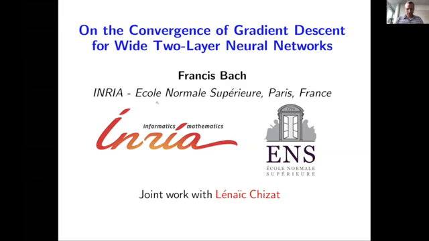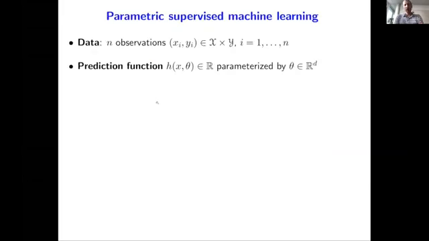So the idea today is to look at supervised learning and to study the classical situation where you have some observations x_i, y_i. x_i can be an image, y_i can be a label. And you want to predict a new y given some x through some prediction function h(x, theta). x is the input and theta is the parameter, so very classical.